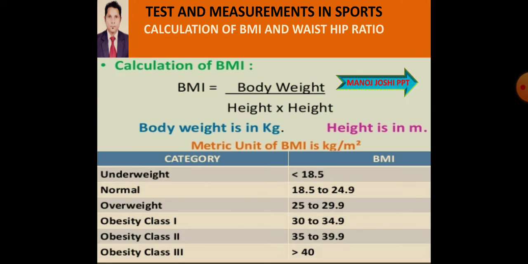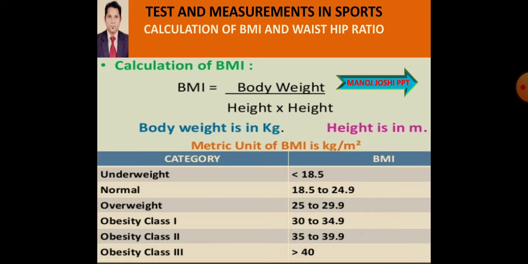So the calculation of BMI: body mass index is equal to body weight divided by height into height. This is the formula of body mass index: body weight divided by height squared, where body weight is taken in kg and height in meters, and the unit of BMI is kg per meter square. So the index is there.